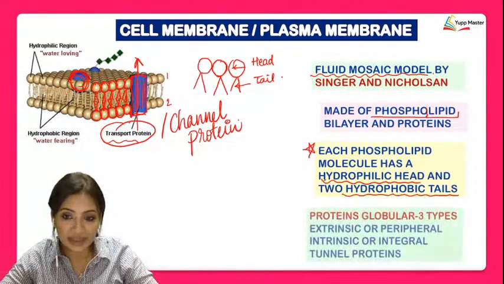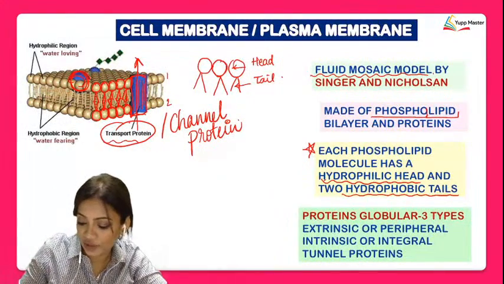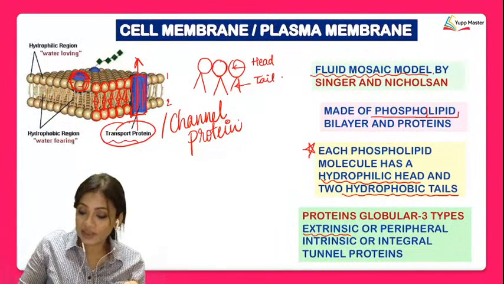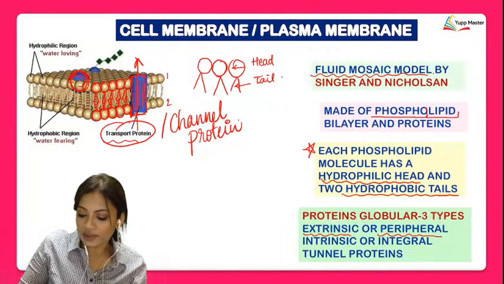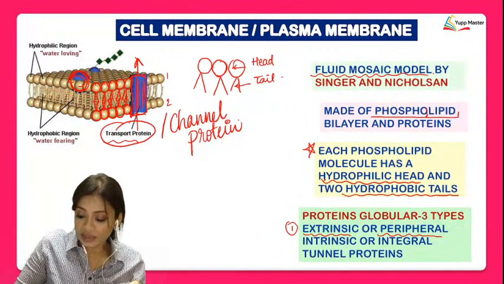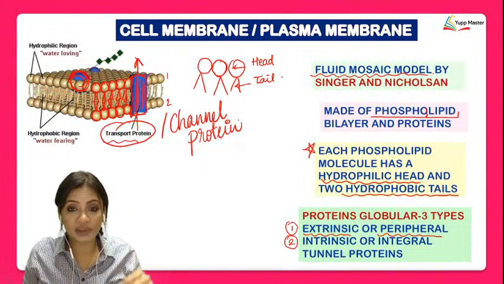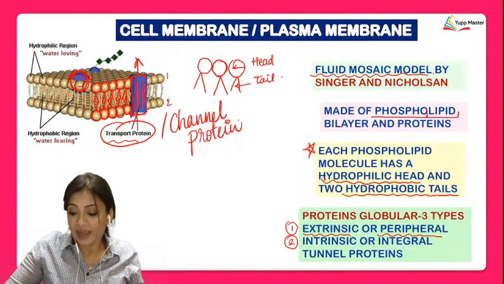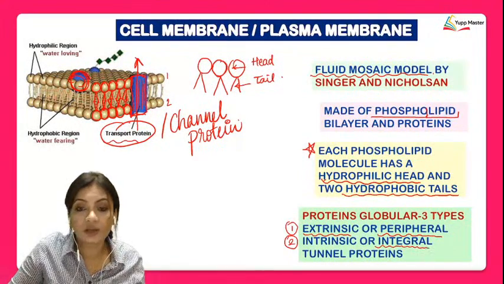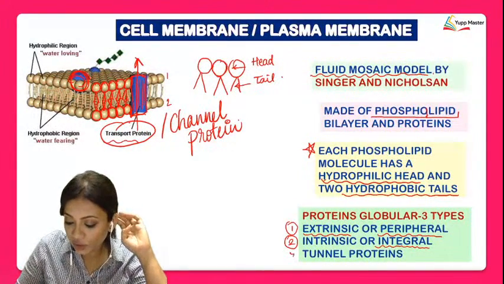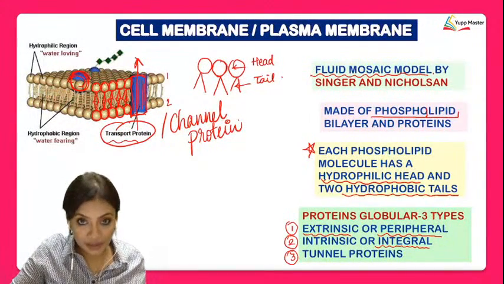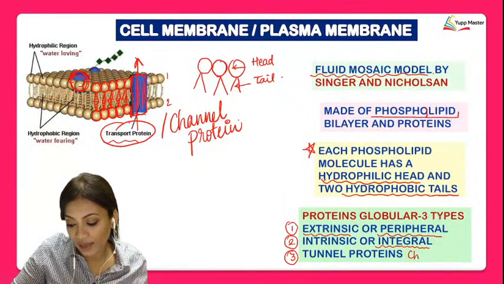Alright, so let's see ahead. Here are the extrinsic proteins. Because they are located outside, we may also call these proteins peripheral proteins. That's the first type of protein. The second type of proteins are the intrinsic proteins. These are the ones found embedded inside the plasma membrane, and these may also be called integral proteins. Or you may have the third type of proteins, which are called tunnel proteins, or remember we gave another name to this too, we can also call these channel proteins.